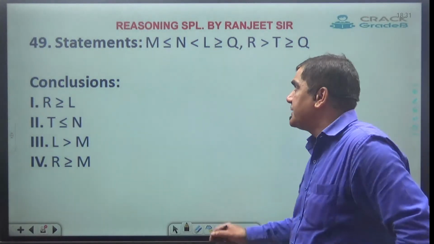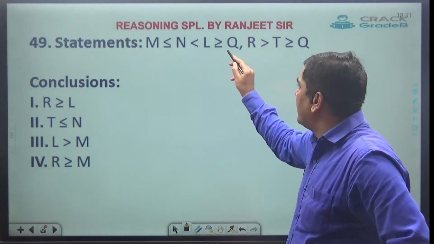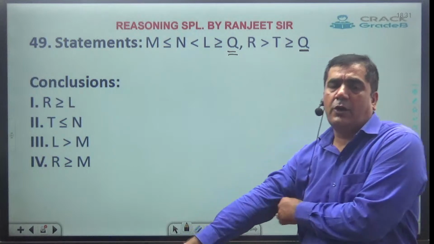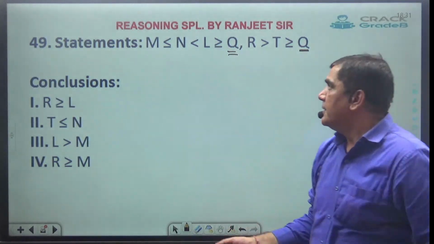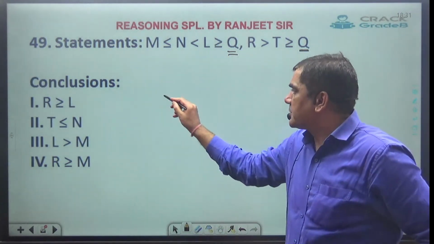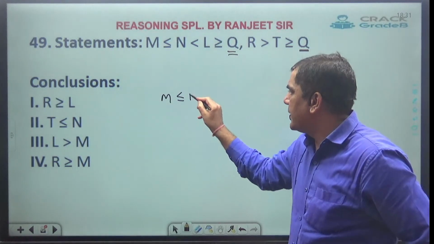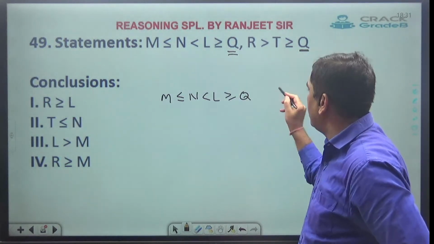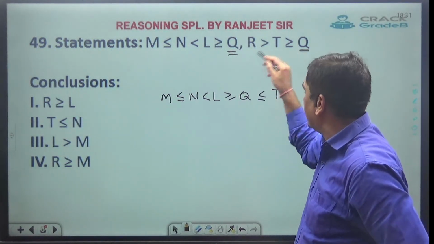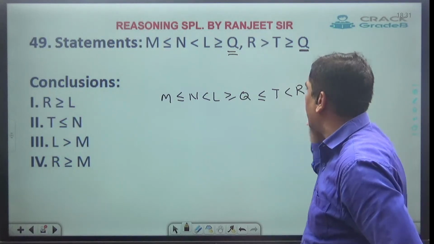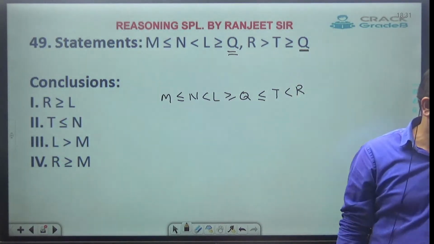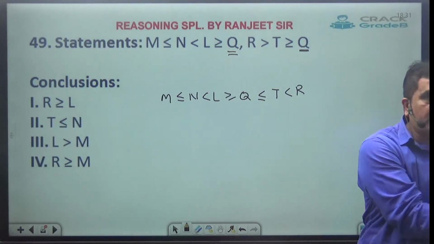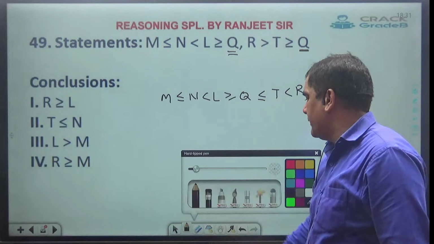Now here what I can say, first and second have common variable Q, and both have come at the extreme end. So now we have to combine. Let's combine. While combining, let's write the first one. M, face is towards N, then L, and then Q. Q next will be what? T, face is towards T. Then comes R, face is towards R. Clear? I have combined these two statements. Thereafter, how to get the answer, we know it very well.